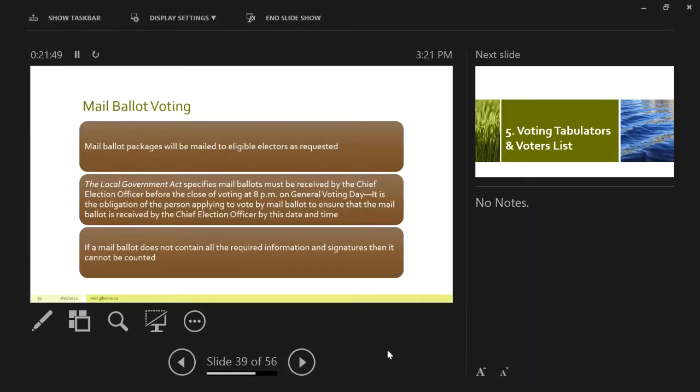We will be doing mail ballot packages this year, and voters must request a mail ballot package and request how they would like to receive it, whether they're going to pick it up or have it mailed, and how they want us to send it to them. Mail ballots must be received by the chief election officer before the close of voting on general voting day. It's the obligation of the person applying to vote by mail ballot to ensure that the mail ballot is received by the chief election officer by this date and time. If the ballot does not contain all the required information and signatures, then it cannot be counted.